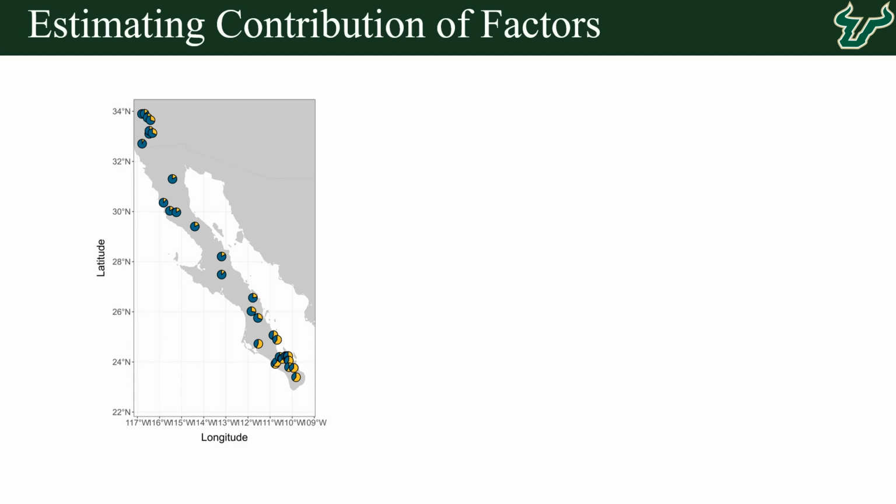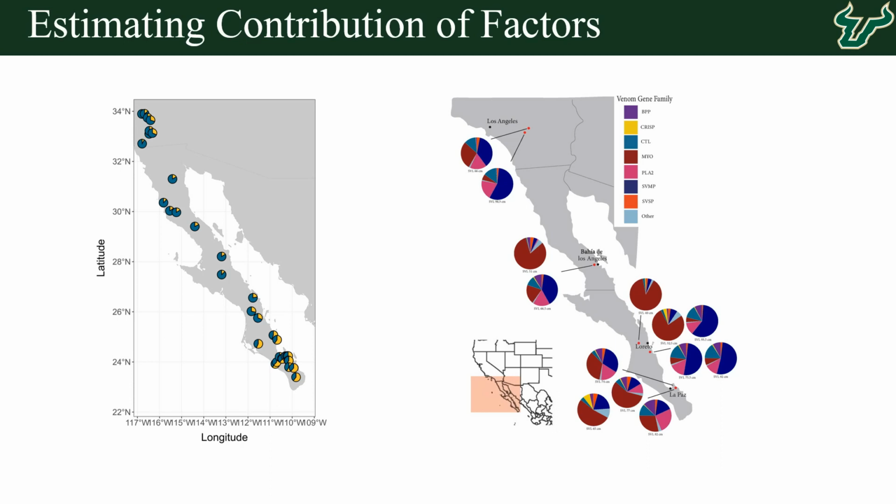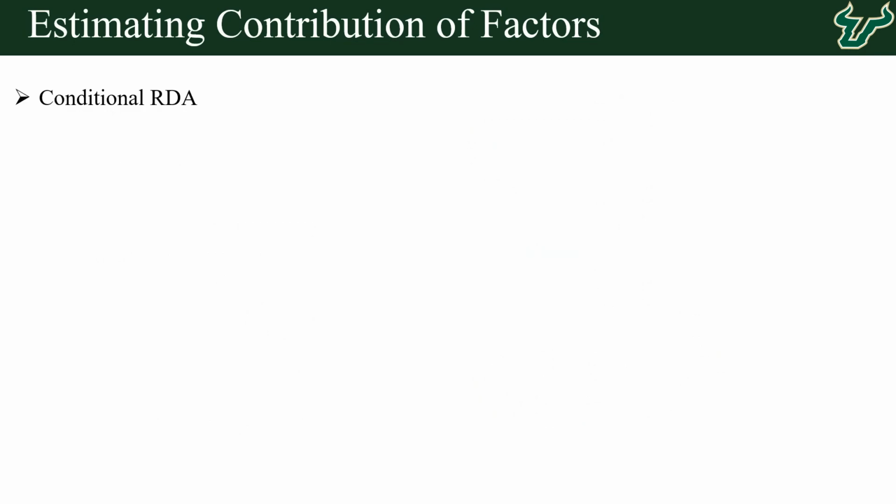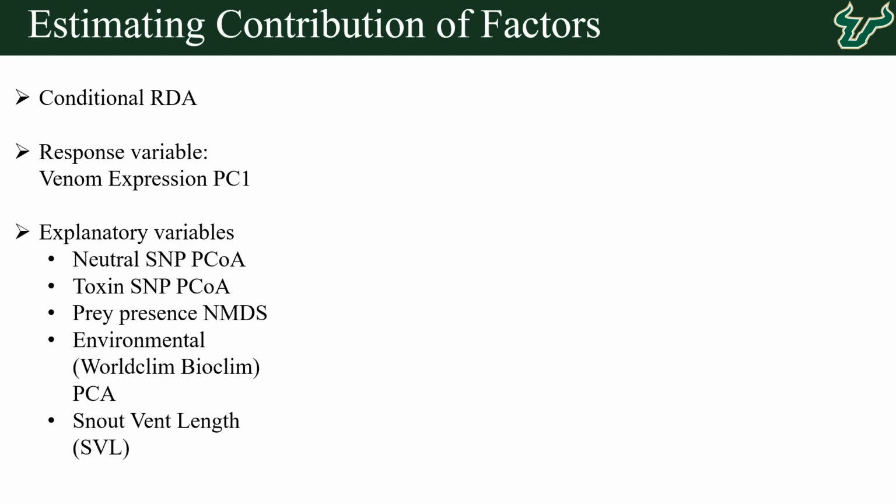So we've estimated population structure using neutral genetic differentiation, and we've explored venom expression variation. But now we want to determine what is actually driving venom expression variation in this system. The underlying assumption would be that this variation is likely driven by selection. So we conducted a conditional redundancy analysis using venom expression PC1 from our initial PCA as our response variable. The explanatory variables are neutral sequence variation, toxin sequence variation, prey availability at each site based on diet studies for the species, environmental conditions at each sample site based on WorldClim bioclim variables, and size of the snake.